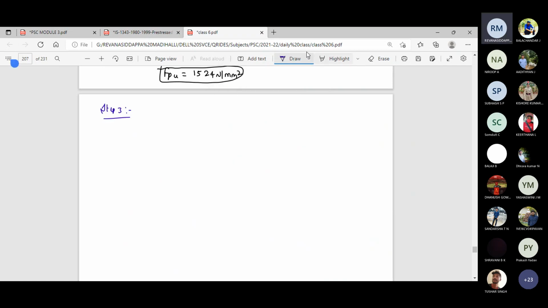Step 3. We know that Mu is equal to fpu, I am copying the same formula, fpu into Apw into d minus 0.42 Xu plus fpe into Apf into d minus Df by 2. This is the formula. So you can substitute everything, every parameter is known.